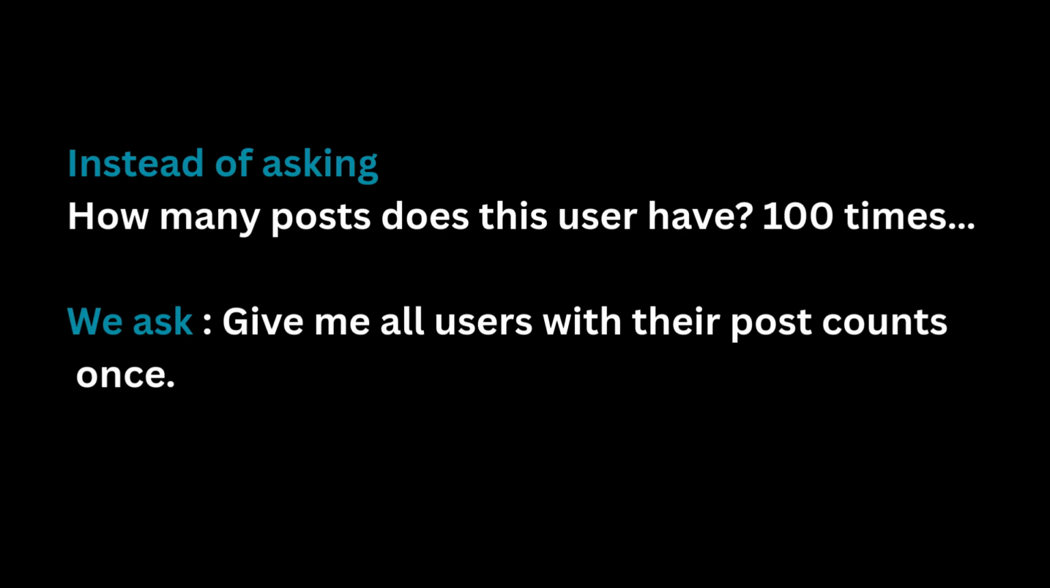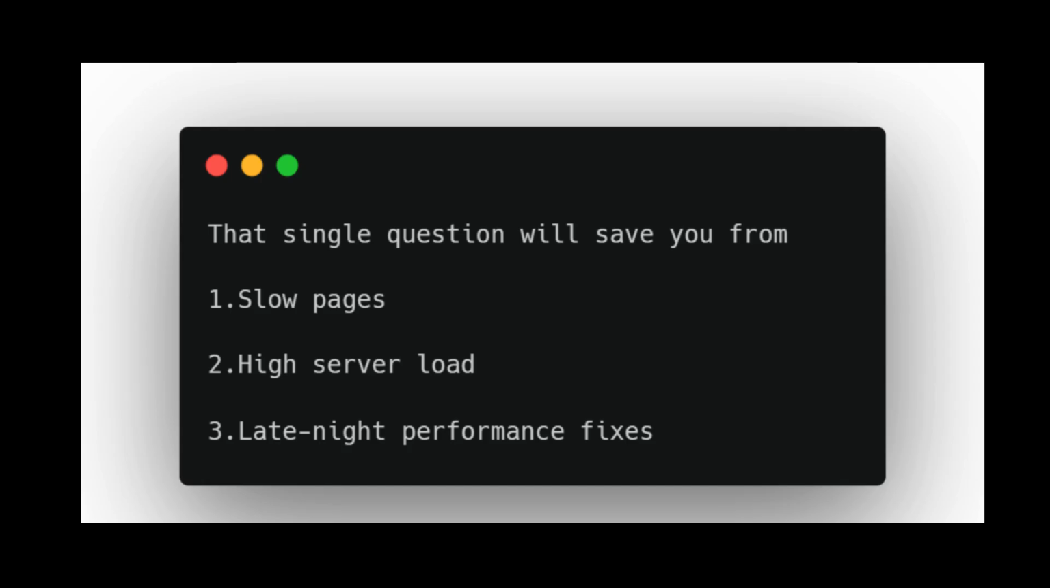And anytime you see a loop touching relations, stop and ask yourself, can I solve this in one query? That single question will save you from slow pages, higher server load, and late night performance fixes. N plus one queries don't break your app; they slowly kill performance, and now you know how to fix them.